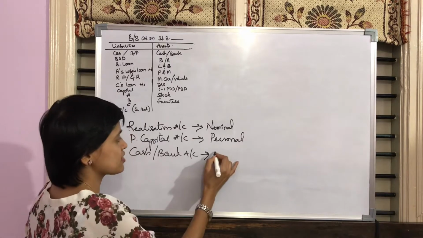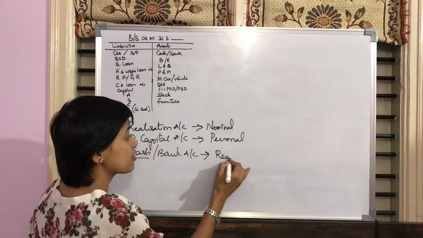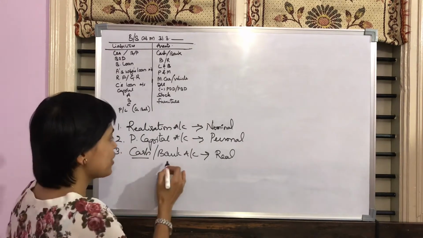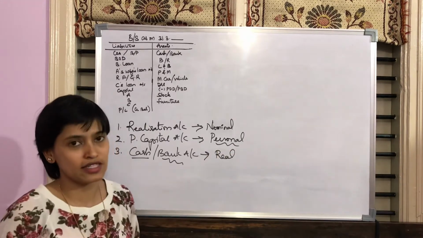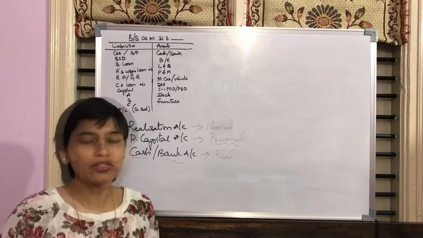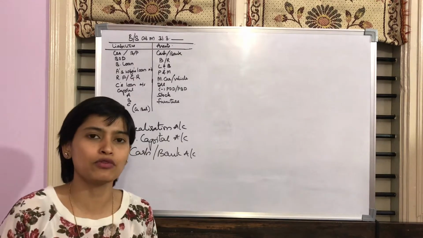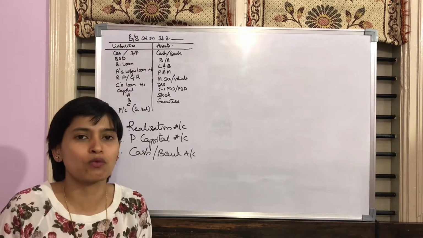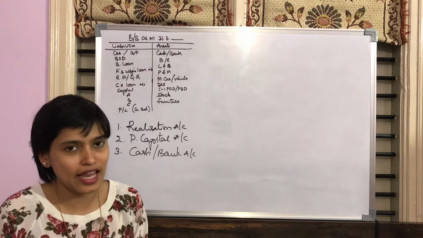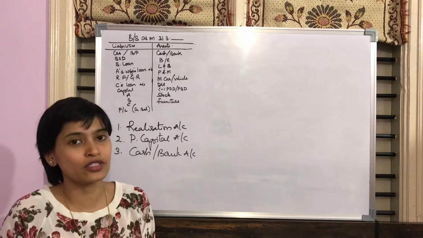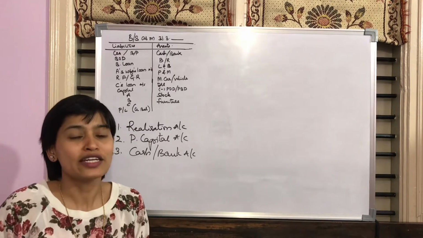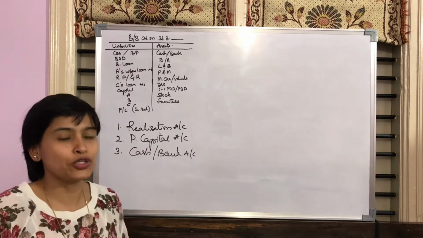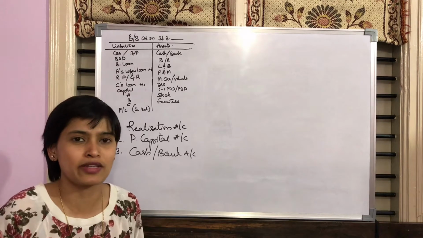The third one is if it is cash, it is a real account: debit what comes in, credit what goes out. If it is bank, then it is a personal account: debit the receiver, credit the giver. Remembering the rules is very important, students. This will help you to solve the problems very easily. At the same time, for the core concept of understanding what you mean by assets and liabilities, it would be very good if you refer to your accountancy first chapter, where you have learned different terms, like for example debtors, creditors, and what you mean by profit, gain, loss, expense and so on.